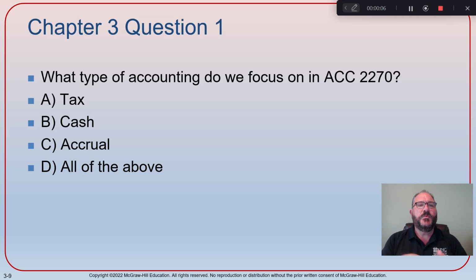So here you go. Chapter 3, question number 1. Don't forget to write these down for your quiz. What type of accounting do we focus on in ACC 2270? Go ahead, write down your choice, and then you're going to be able to put that in on your quiz. That's going to be up on Canvas. Okay?